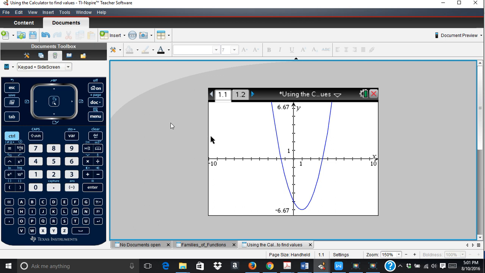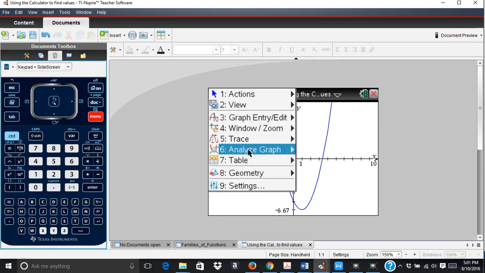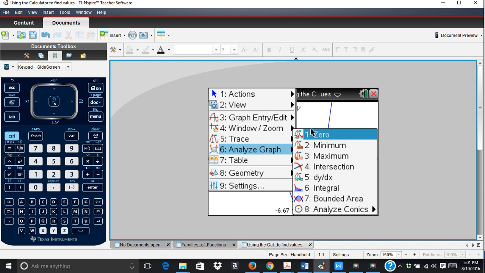The next thing that I want to do is find it on a calculator. So on this calculator, I put in, in your notes, you have the equation, and I put it in the calculator here. And here it is graphed. And what I want to do is find the x and y intercepts. Well, it's not as easy here, is it? Because it's not on a tick mark. So I go to my menu, I go to Analyze Graph and 0.